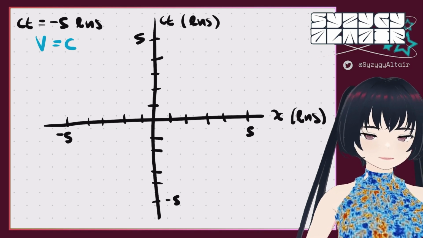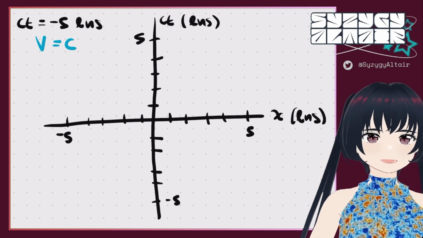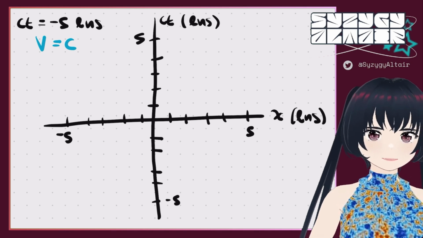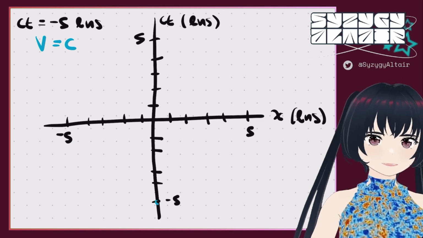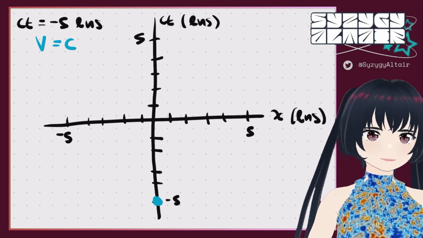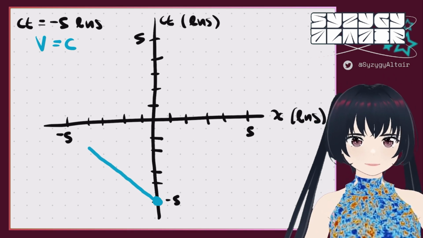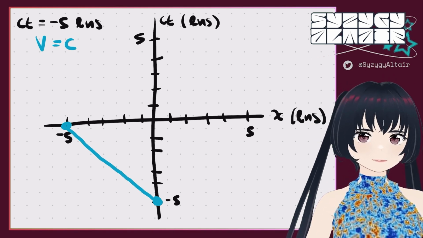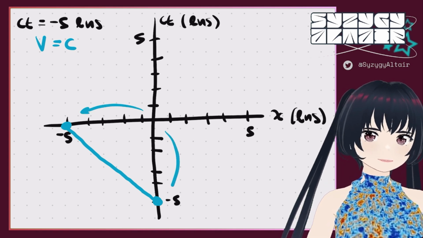What if the light moves to the left, starting at time ct equal to -5 light nanoseconds? In that case, we start on the time axis at -5 light nanoseconds. Then we draw the object moving at light speed, slope 1, over to the left. The object moves 5 light nanoseconds in position over 5 light nanoseconds in time.